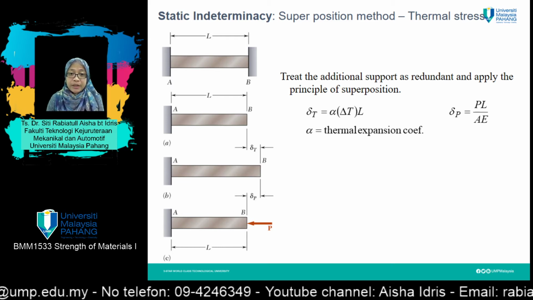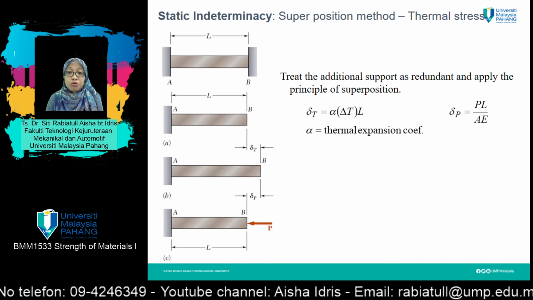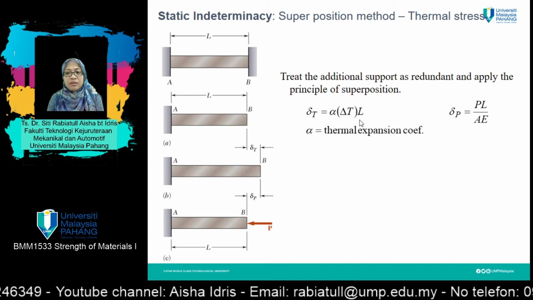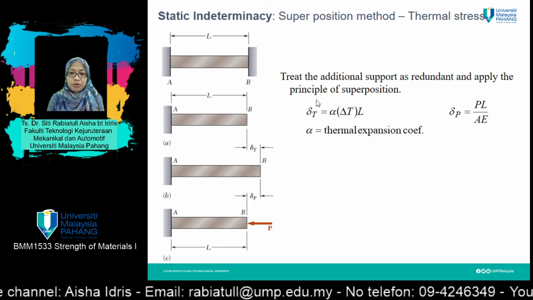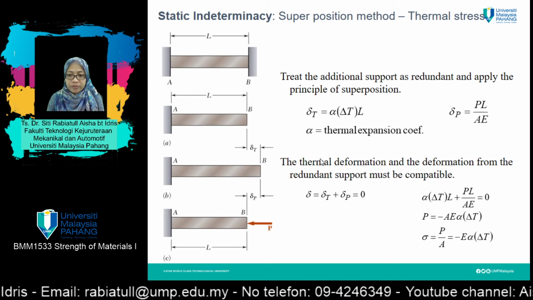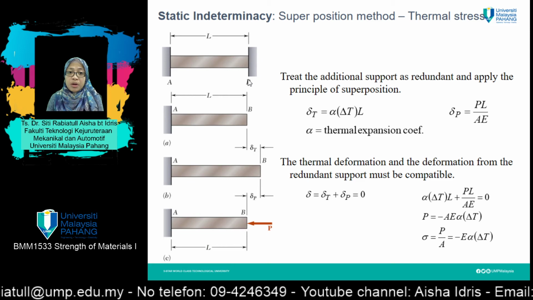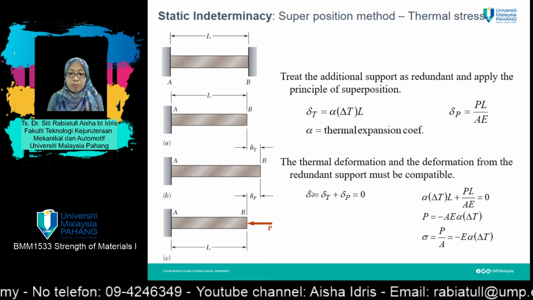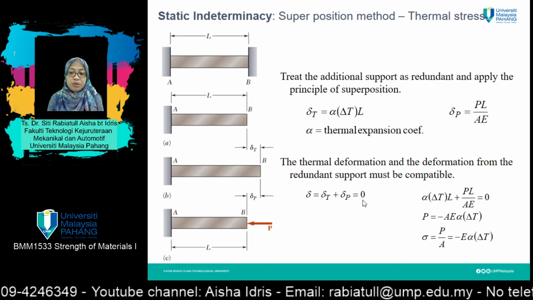If you still remember in our previous lecture, which is lecture 4, delta T due to thermal stress equals alpha delta T capital times L. This is the deformation due to temperature. However, since there's a support here, this one is considered a redundant load. Therefore, the formula will be delta equals delta T plus delta P equals 0.